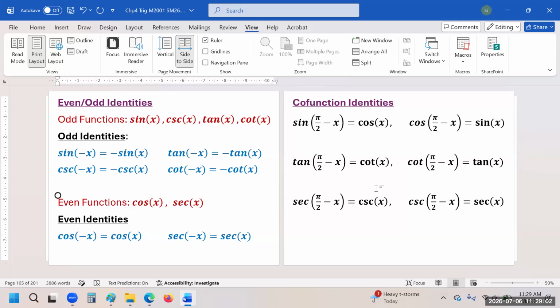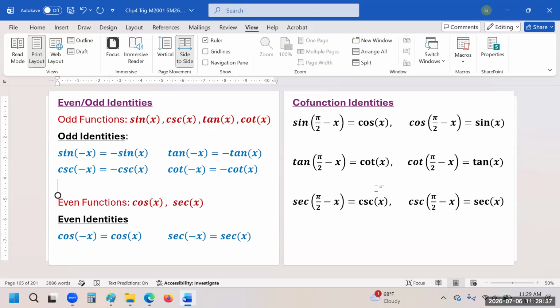It means if you move one function a little bit to left or right, it turns into another function. So they're co-functions. For example, if you move sine half unit to the left, it becomes cosine, or half unit to the right, it becomes cosine function. If you move cosine half unit to the left or half unit to the right, it becomes sine function. Not half, I mean half pi unit. If you move tangent half pi units to the left or right, it becomes cotangent. Same thing, if you move cotangent left or right by pi over 2, it becomes tangent function.